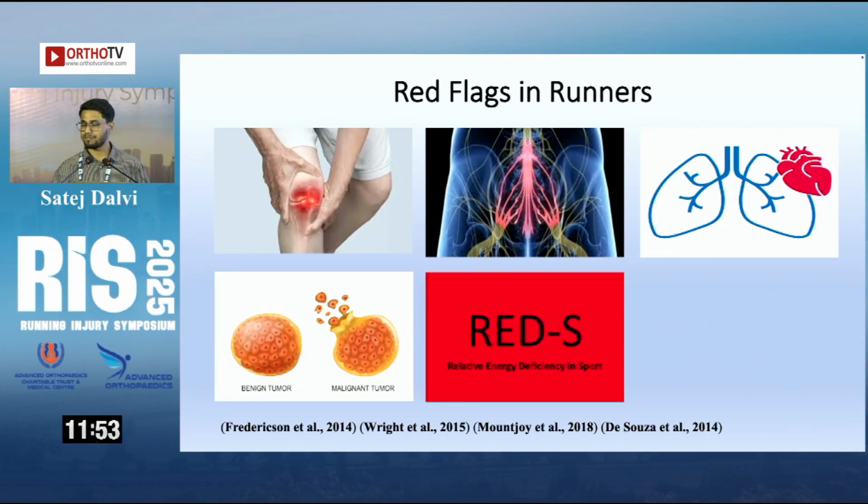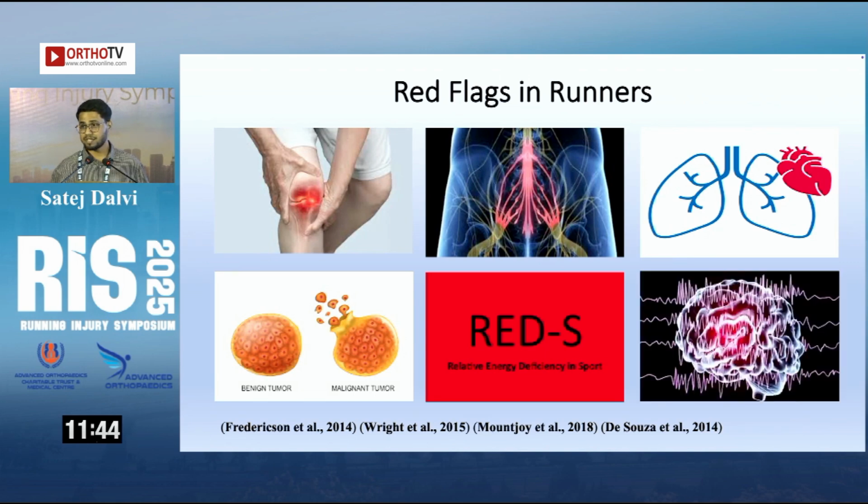If your athlete is complaining of chronically low energy levels, you need to start thinking along the lines of relative energy deficiency syndrome. And finally, if someone has a history of seizures, or is a known case of epilepsy, you don't want someone to have a seizure when they're running. You need to stop, refer, get it cleared before you train them.